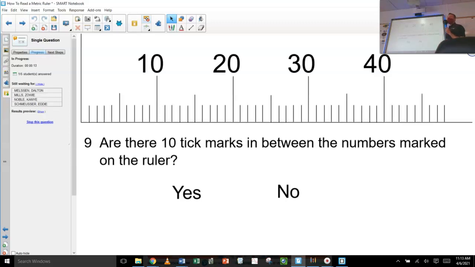What do you think, Eddie? Are there 10 tick marks between those two numbers, yes or no? If you think yes, then put it on your device, and if you think no, also put it on your device.